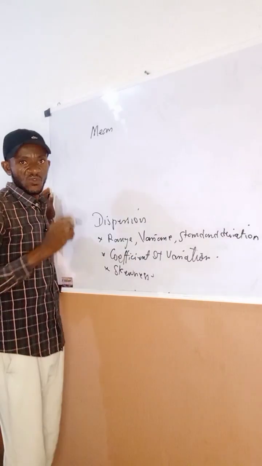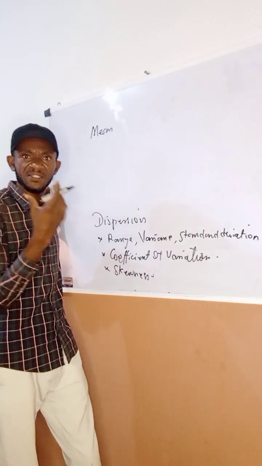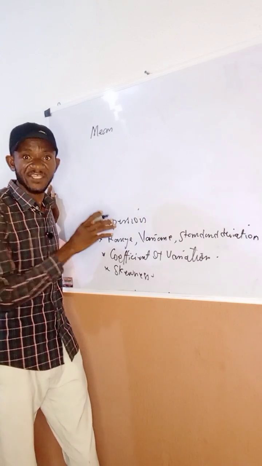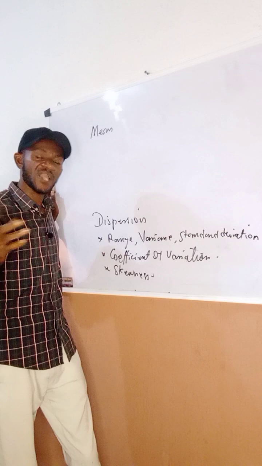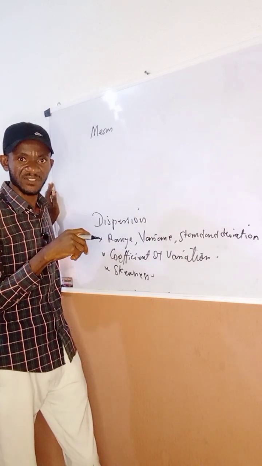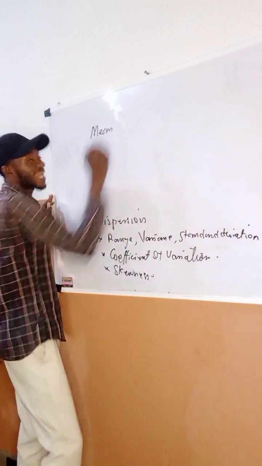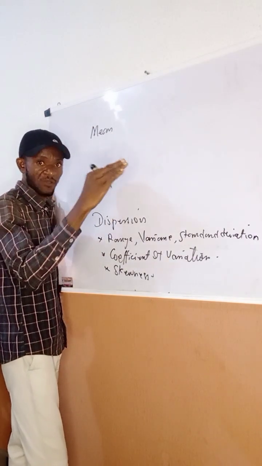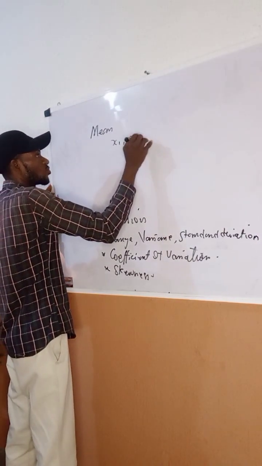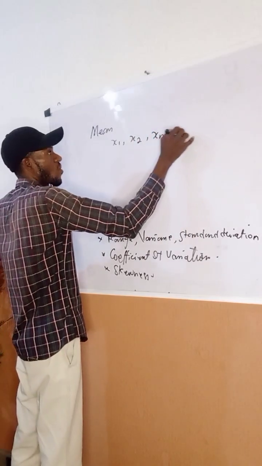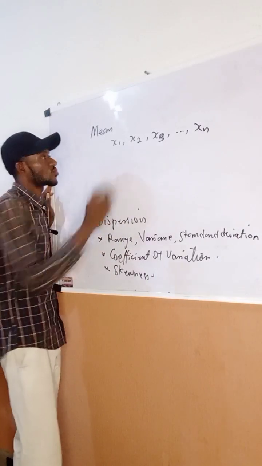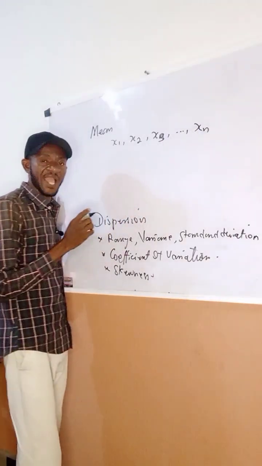When we talk about the mean of a set of data, precisely the arithmetic mean, what we are discussing here is the arithmetic mean. We are talking about the sum of all the observations over the number of observations. For instance, if the array of the data set is represented as X1, X2, X3, up to Xn, there are n observations that we have.